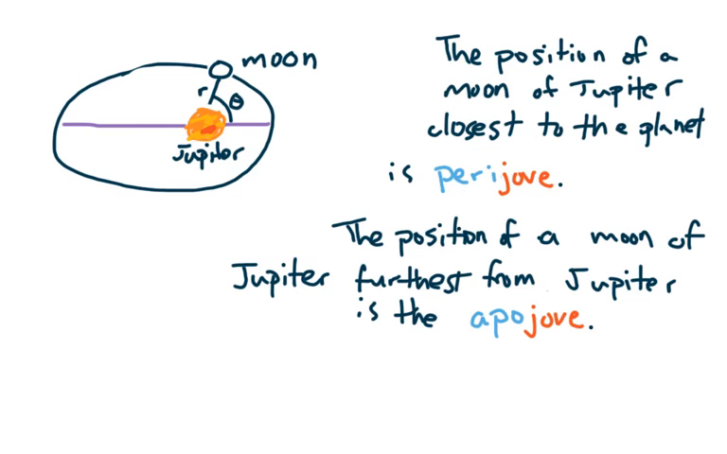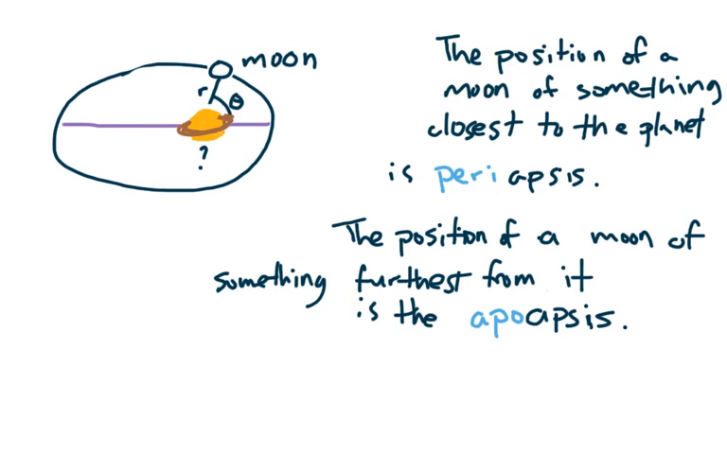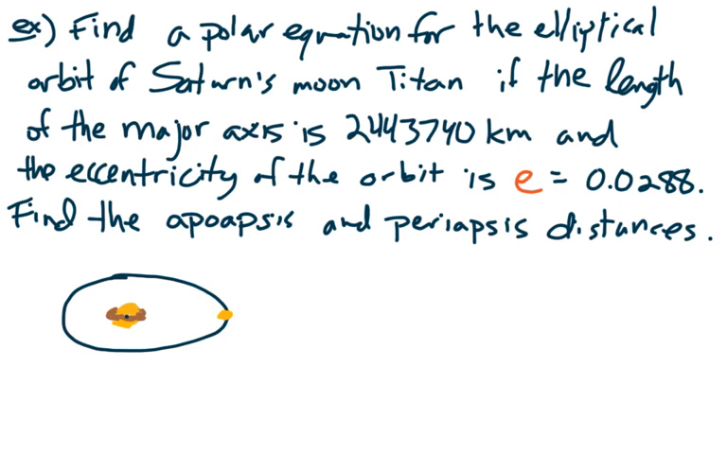Right? Rad. And then we've got the generic term. If you have the position of a moon of something, like say Saturn, or Mars, or Neptune, or Uranus, or other stuff way out there in the solar system that we don't even know that well, the position closest is called periapsis, and the position furthest is called apoapsis, which is a fun, weird word to say.